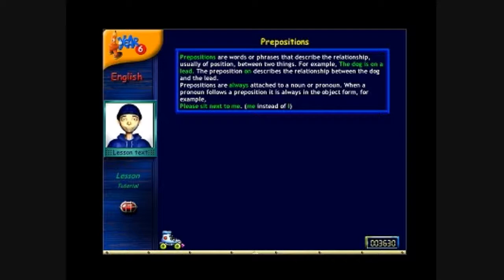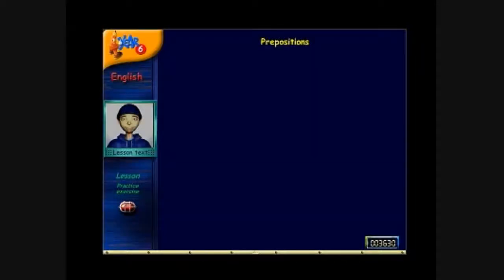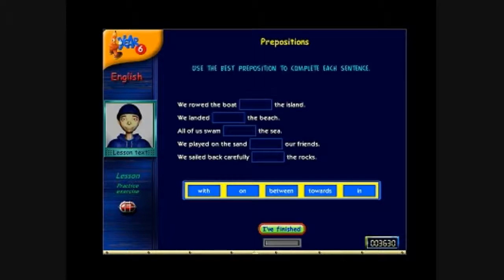Prepositions are words or phrases that describe the relationship, usually of position, between two things. For example, the dog is on a lead. The preposition on describes the relationship. Please sit next to me and say, on. On. Before we try the exercises, let's do this practice first. Use the best word: We rowed the boat onto the island.